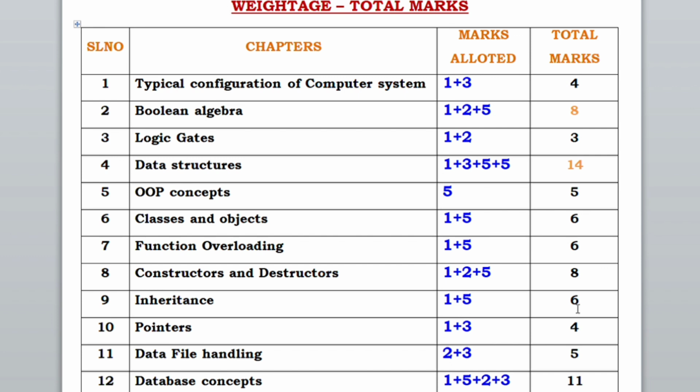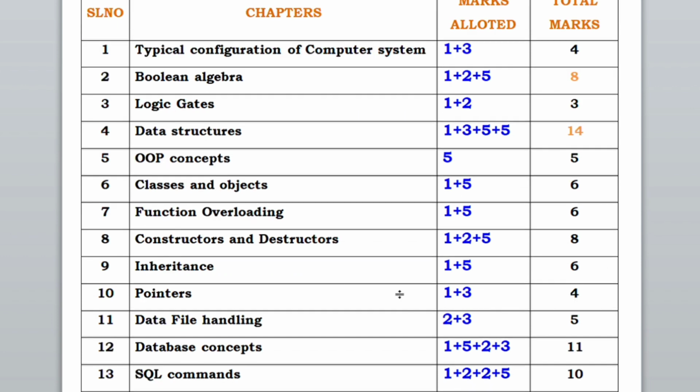So it is 6. From pointers, we have 1 plus 3, so 1 MCQ and 1 three-marks question. So it is 4. Data file handling: you don't have any MCQ from this chapter. So here we can do some smart planning. How to do that smart planning? We'll discuss that in the next video.